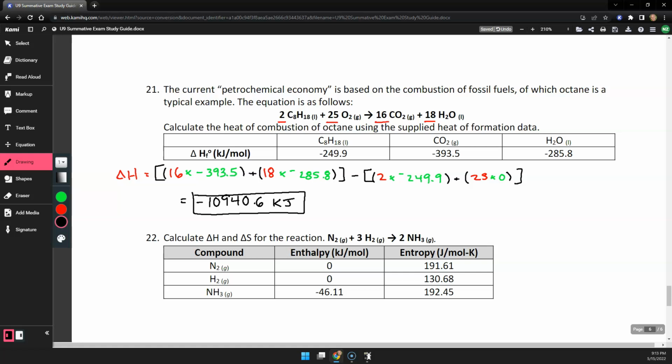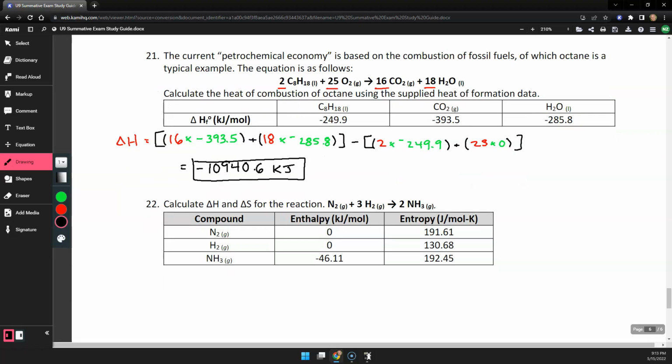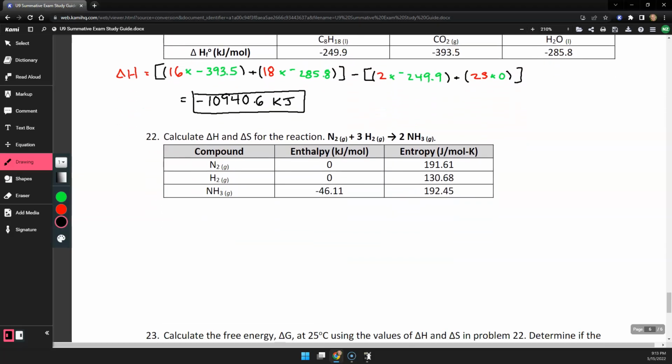All right, moving right along. 22. Okay, 22 says calculate delta H and delta S for the reaction. So delta H is our enthalpy, delta S is our entropy. These equations are almost the same exact thing.